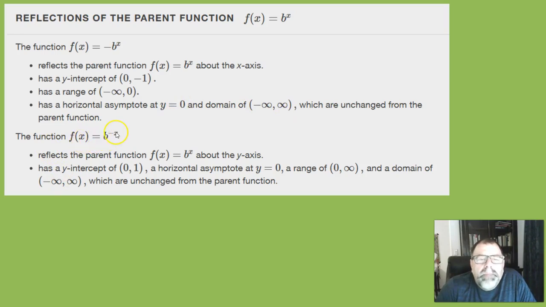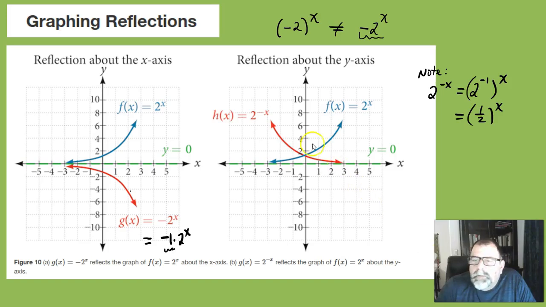f of x equals b to the negative x reflects the parent function about the y-axis. Okay, so that was this one: if we have y equals 2 to the x, it flips it about the y-axis, which is the red one there.